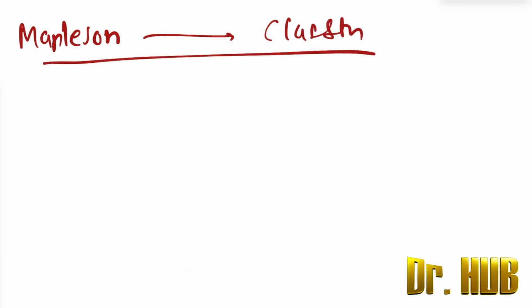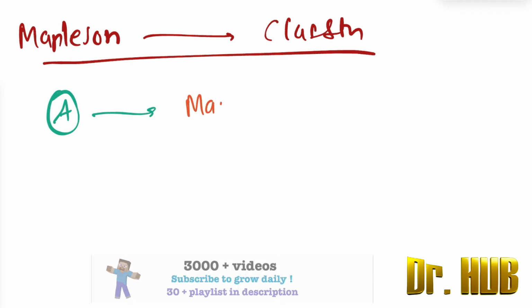So we already saw another video where we discussed the Mapleson circuits. So now let's look at the classification. To begin with, type A. This is a Mapleson circuit type A. So what is the other name of this type A? The other name is the Magill's.